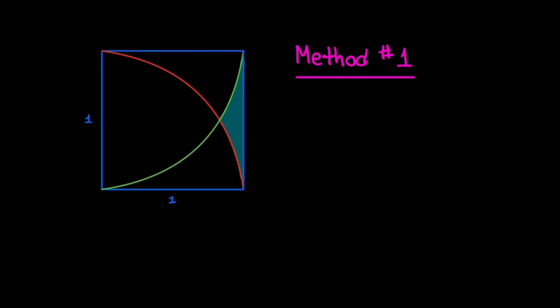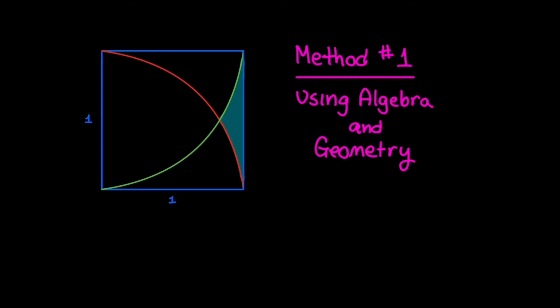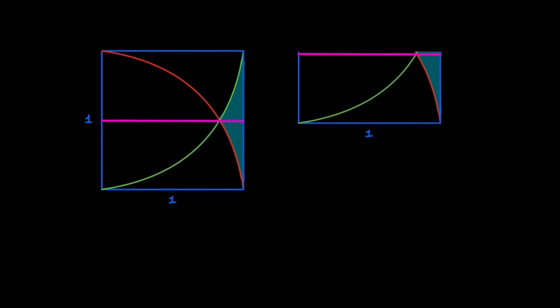To start off, we're going to use a little bit of algebra and geometry. Employing a little bit of symmetry, we're going to cut this problem in half, literally. Taking the lower rectangle, the dimensions of that rectangle are 1 by 1/2. So the area of that rectangle is 1/2. We'll use this a little bit later on.